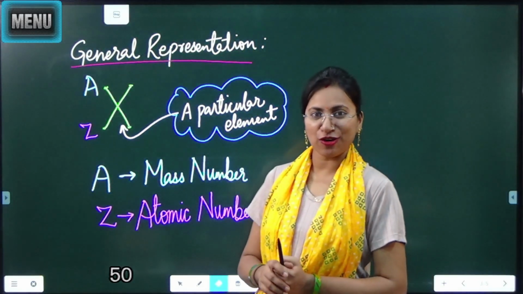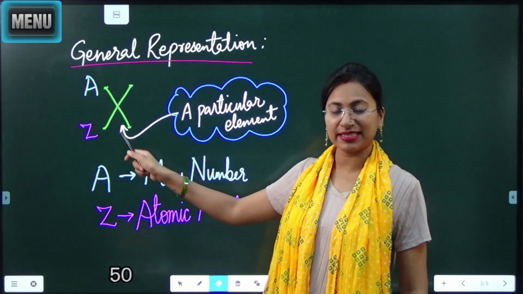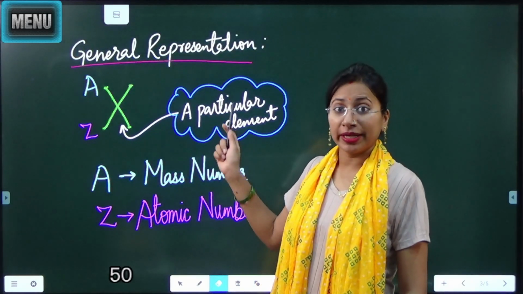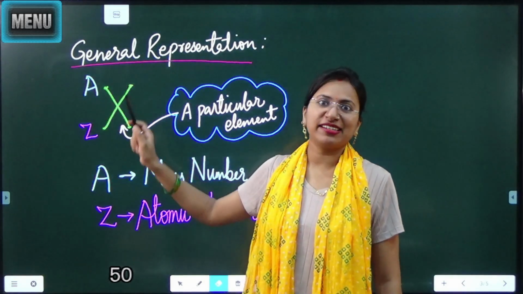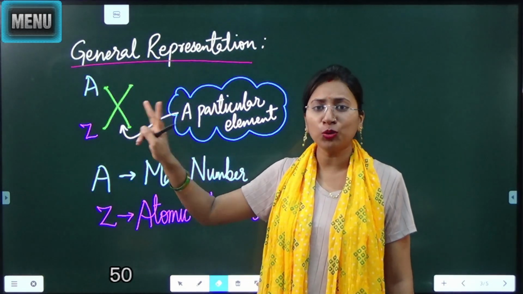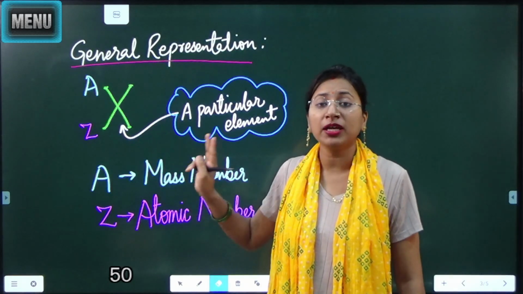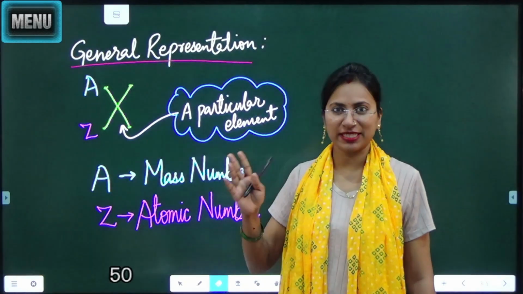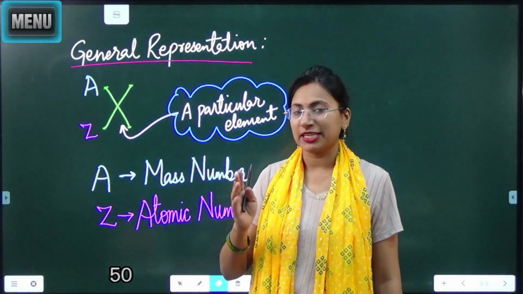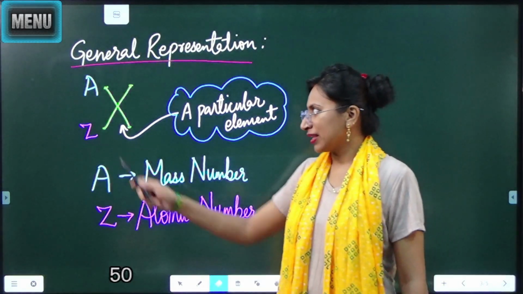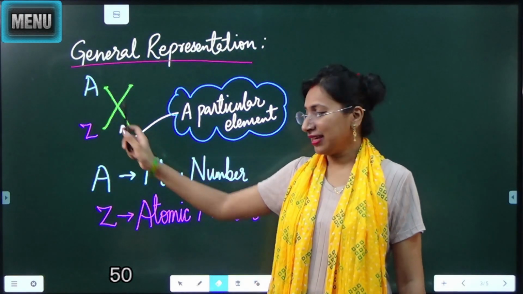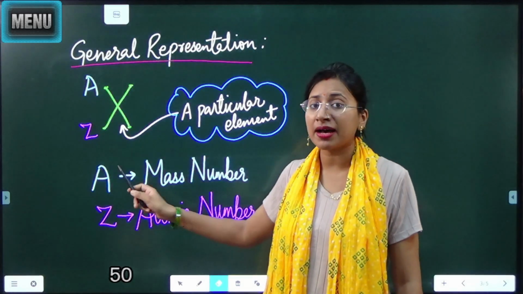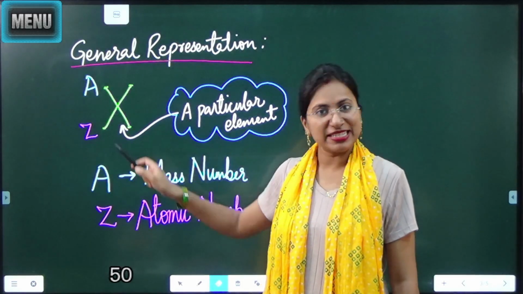The general representation of an element can be done as X with A and Z, where X represents any particular element, and A and Z are two numbers, and they will be positive integers. We have to keep this in mind. A means mass number. A represents mass number. Z represents atomic number.